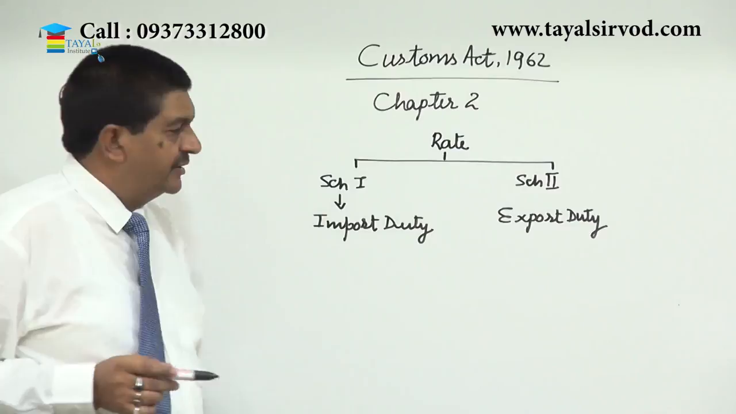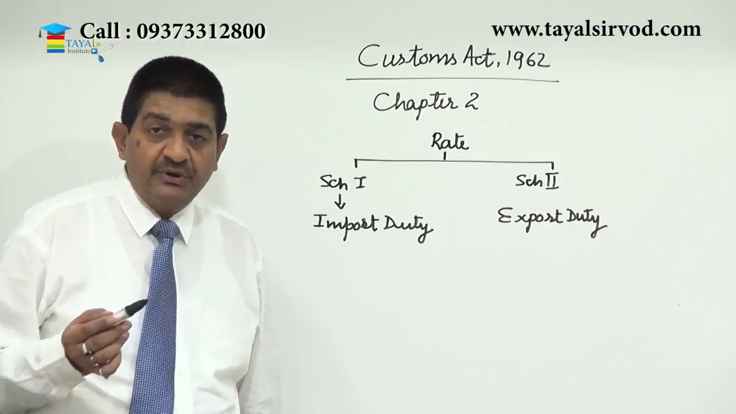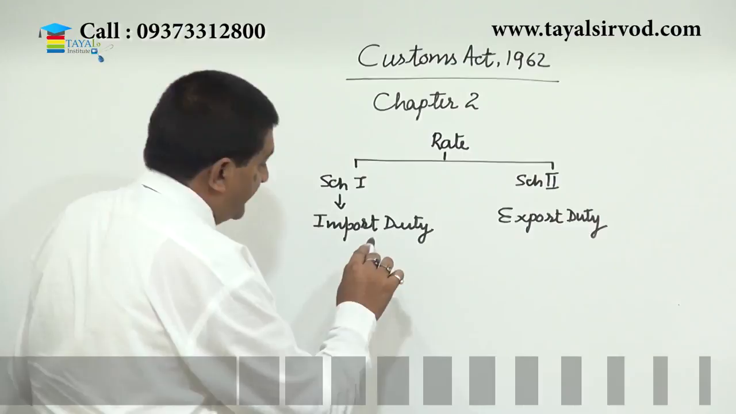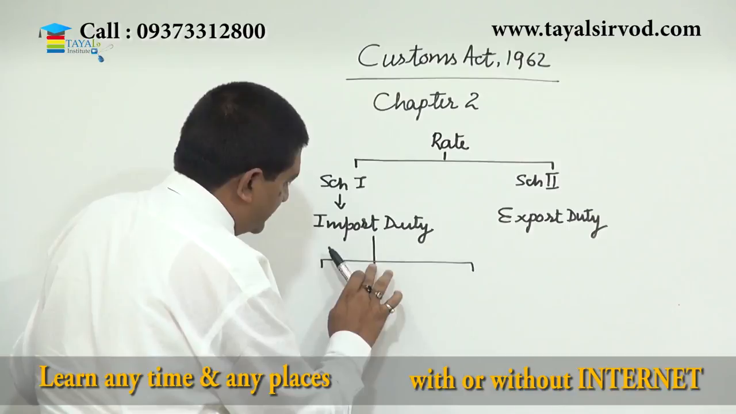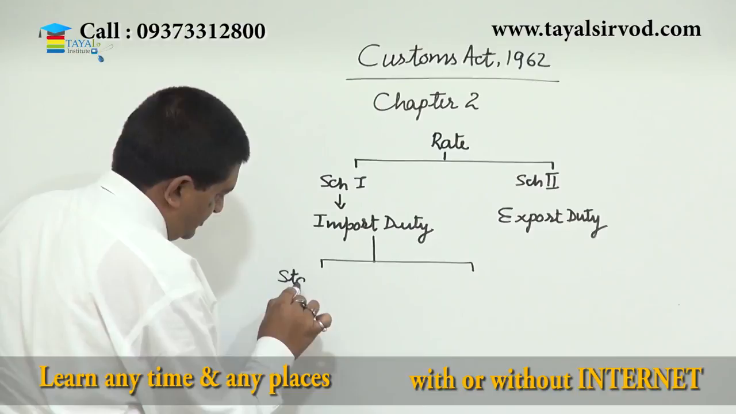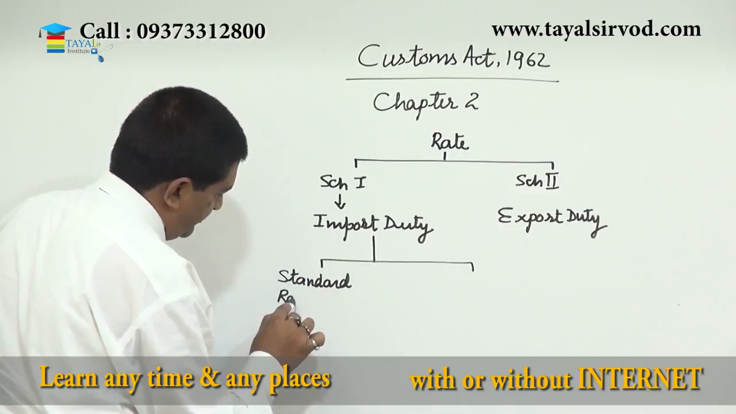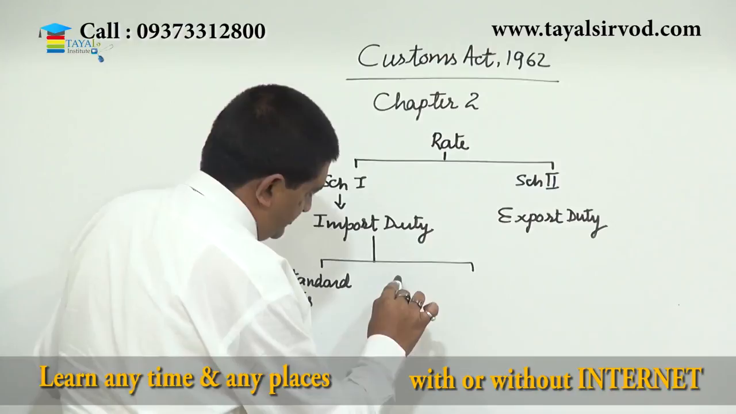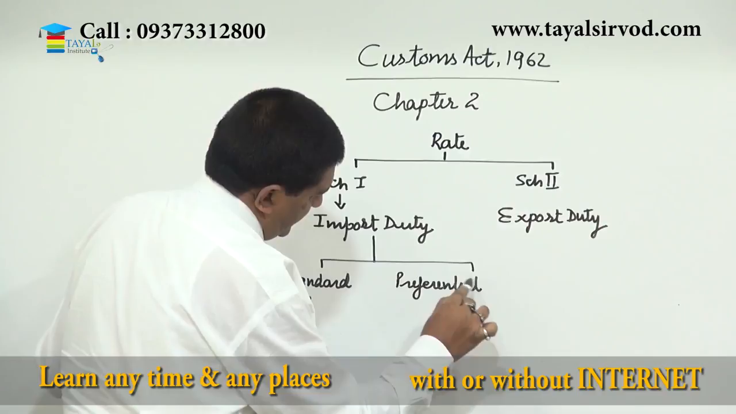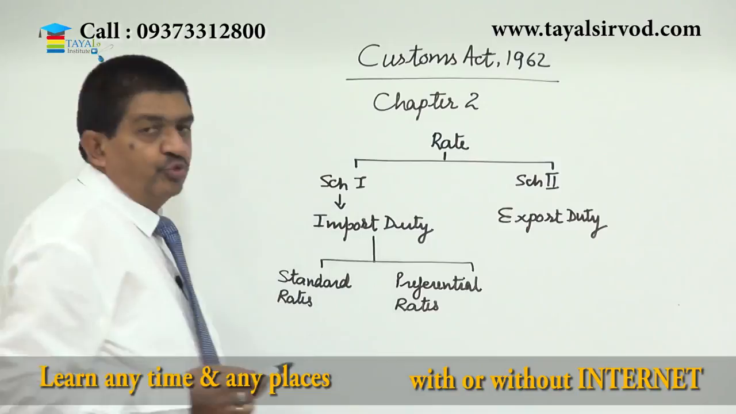In case of import duty, when we refer to the schedule, or we go to chapter number 3 of the customs, you will find that in case of import duty, two types of rates are given. These rates are standard rates and preferential rates. Two types of rates are there for almost every article.